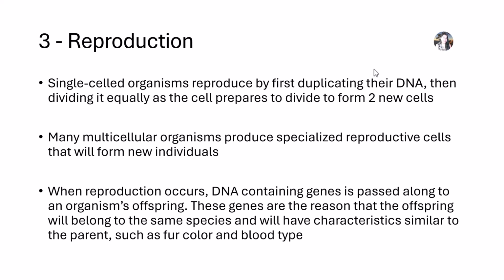Reproduction for bigger multicellular organisms is more complex. They usually produce specialized reproductive cells that will then end up forming new individuals. When reproduction occurs, the organism has specialized cells that are in charge of just reproduction. In those specialized cells, DNA containing genes is divided and passed along to the organism's offspring. And then that cell will get fertilized in a lot of cases, like sexual reproduction, and then those cells will start dividing to become a new organism.